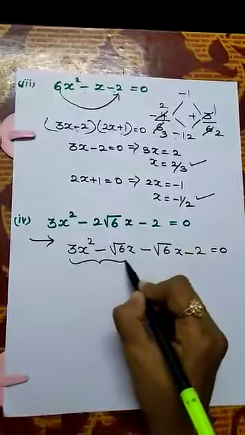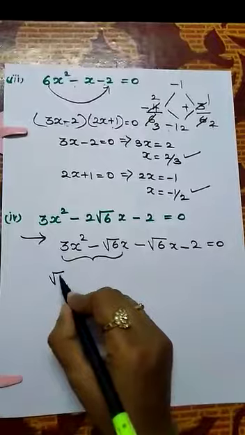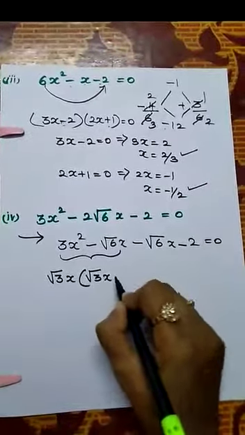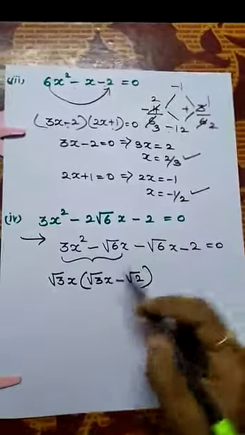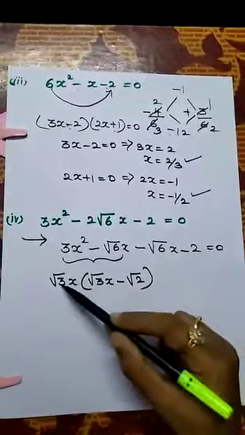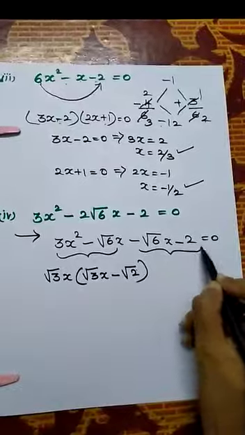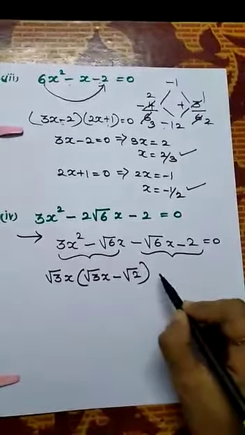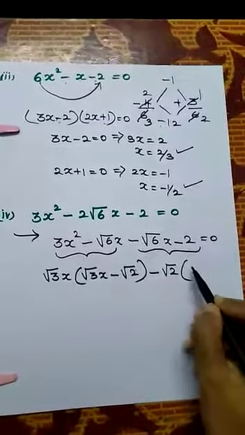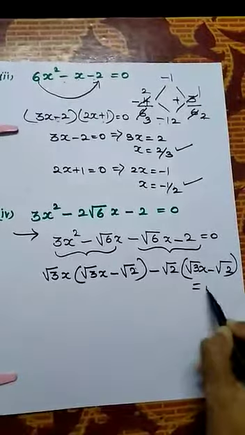Now we have to choose the common value in the first two terms. What is the common value actually? Root 3 x. So the next value is root 3 x minus root 2. Now check the value. Root 3 into root 3 is 3, x into x is x square, root 3 into root 2 is root 6 into x. Next, what is the common term in the last two terms? Actually minus root 2. So what are the balance values? Root 3 x minus root 2 is equal to 0.